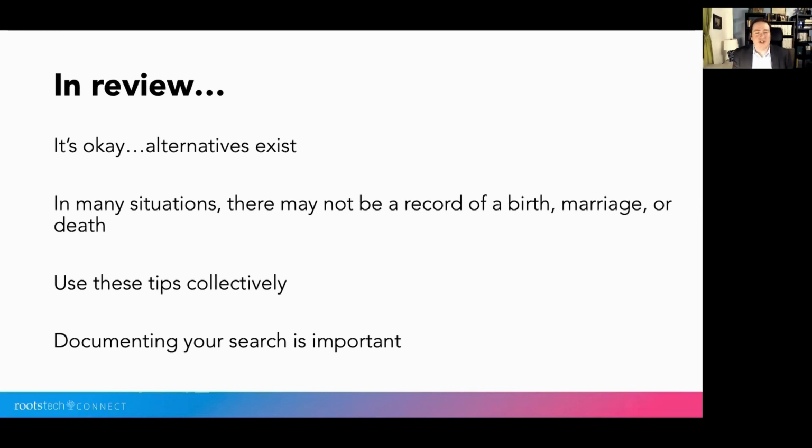In many situations, there may not be a record of a birth, marriage, or a death. It might never have been written down, and that's okay. Use these tips together. Use them collectively. Don't just pick one or two. Make sure that you conduct that reasonable, exhaustive search, and then document and write down that search experience.